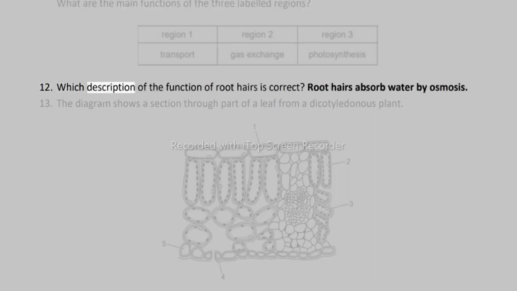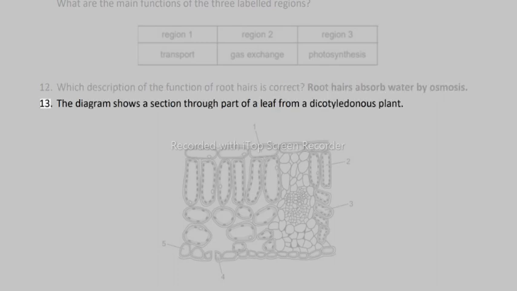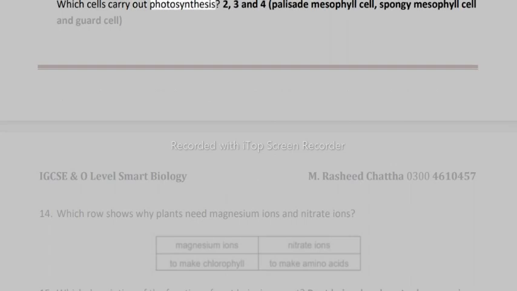12. Which description of the function of root hairs is correct? Root hairs absorb water by osmosis. 13. The diagram shows a section through part of a leaf from a dicotyledonous plant. Which cells carry out photosynthesis? 2, 3, and 4. Palisade mesophyll cell, spongy mesophyll cell and guard cell.